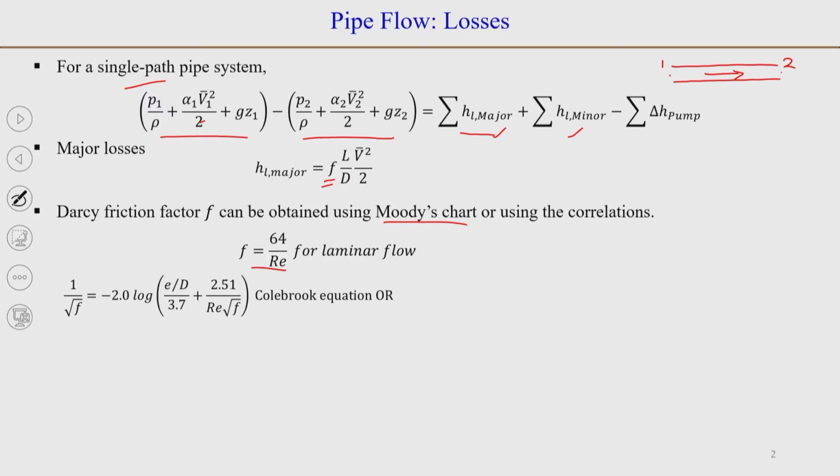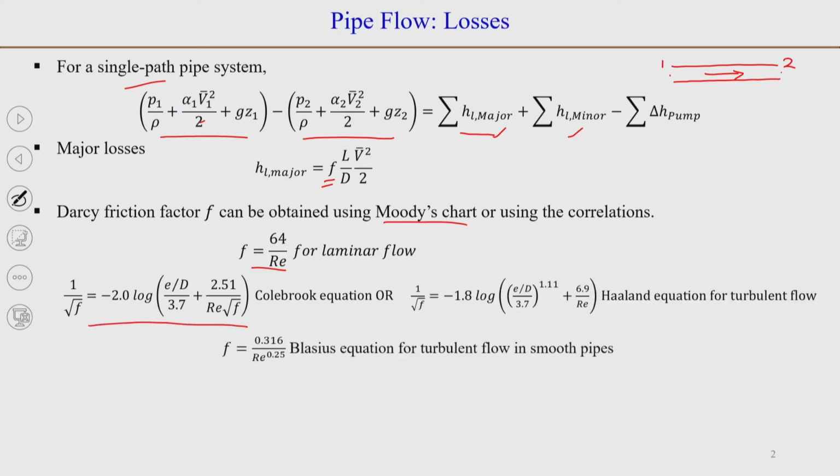Now, there are two correlations that we suggested. One is the Colebrook equation, another is the Haaland equation, and if the pipe is smooth, then we do not need to take into account the roughness of the pipe, and we can use the Blasius correlation, which is a function of Reynolds number only. If we look at the Colebrook equation, here we have the roughness of the pipe, where e is the roughness and it is non-dimensionalized by the pipe diameter.